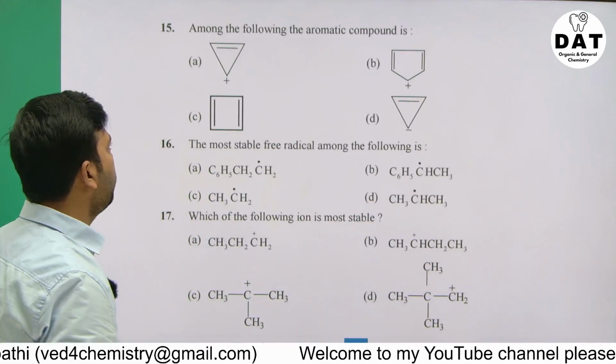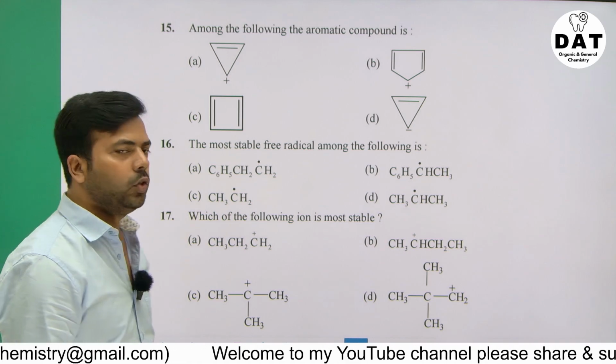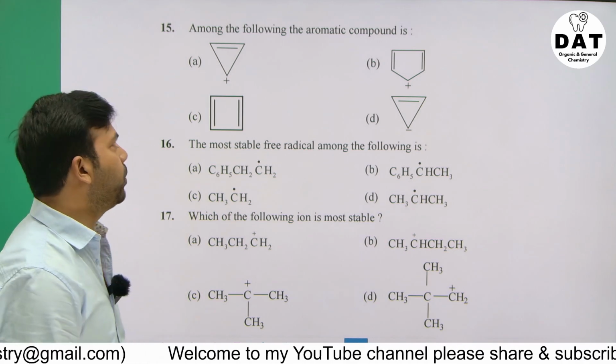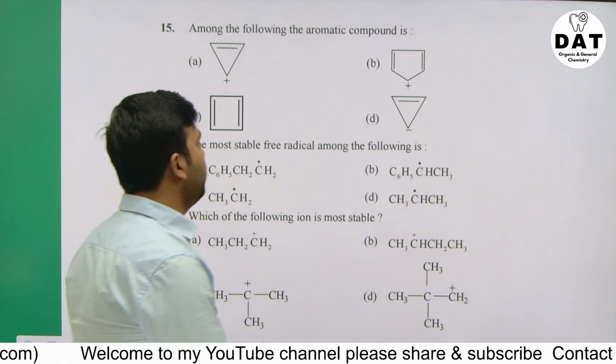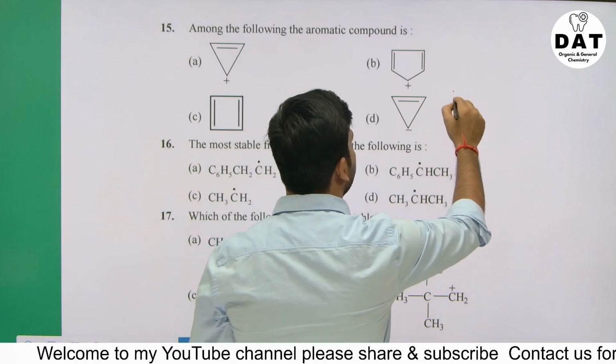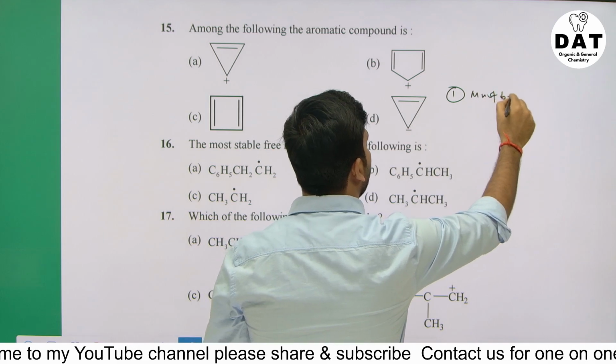It is talking about among the following, the aromatic compound. First of all, you should know what are the conditions for any compound to be aromatic. There are a few conditions. Condition number 1: must be cyclic.